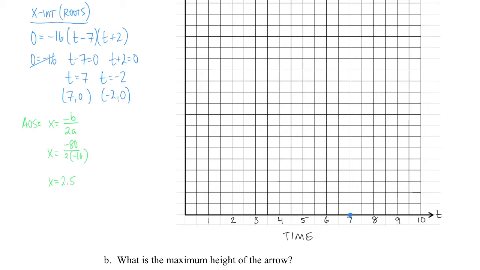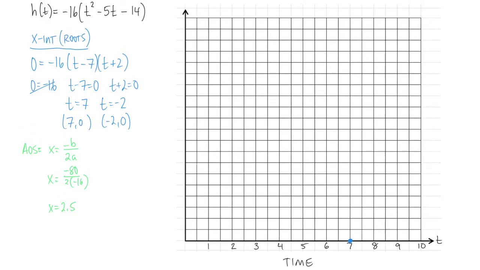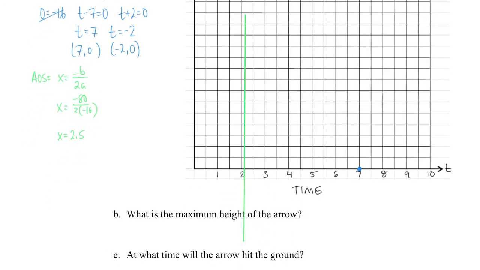So let me put that on there. 2.5, let me bring this down a little bit. All right, 2.5 is going to be right here. Okay, so there's my axis of symmetry. Okay, what next? Let's go ahead and get the vertex. I'm going to keep moving this around. Forgive me.